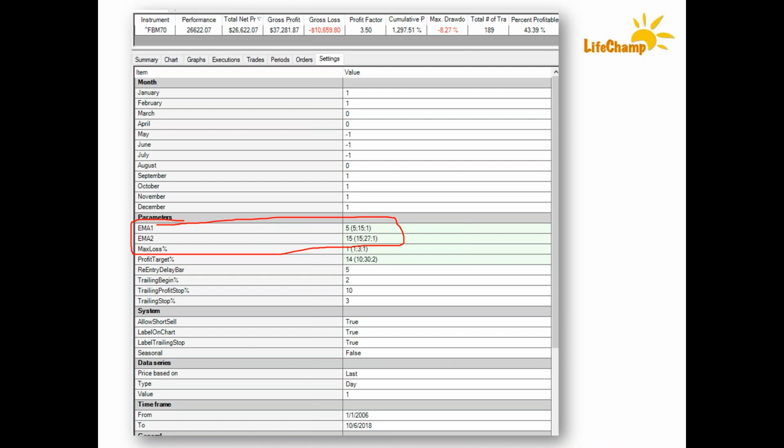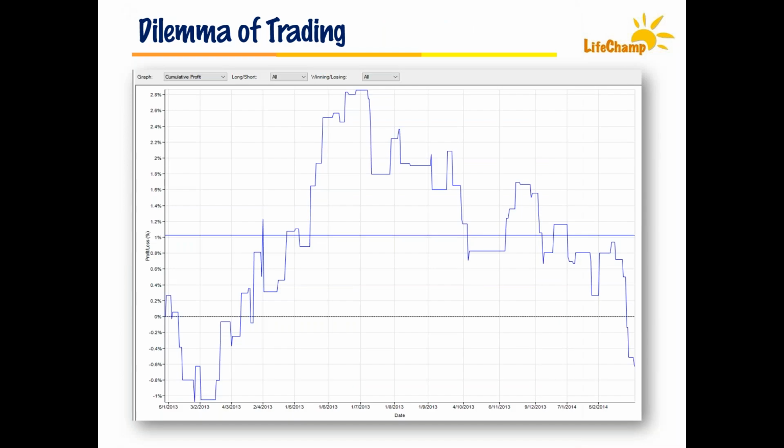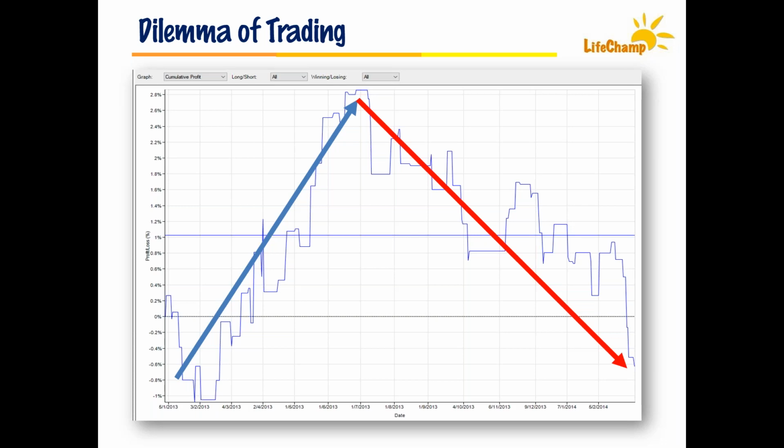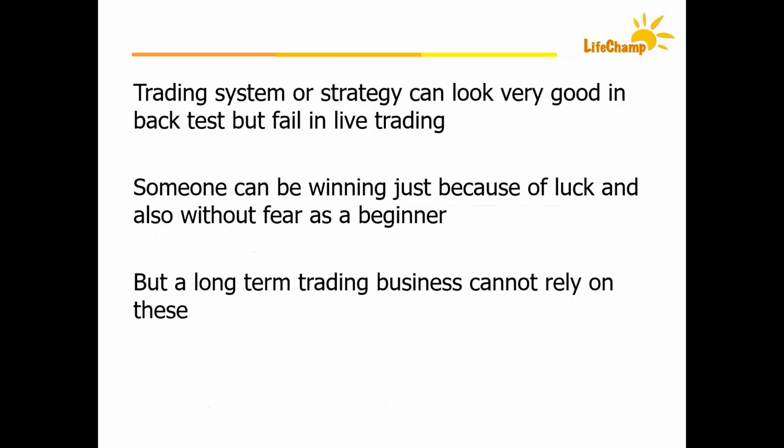Okay, so next we move on to the dilemma of trading. System trading sometimes will give you very good results when I present to you, but in reality, once you start putting in real money, you may get the opposite, rather than making money. So how to overcome this is that you need to do forward tests, but you also need to understand a few traps, because someone can be winning just because of luck, and also without fear as a beginner, because you may just blindly go in, and you always have a 50% chance of winning.